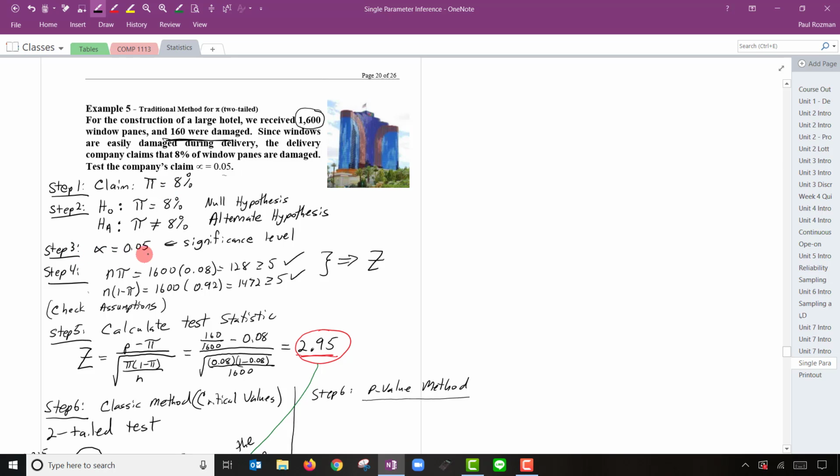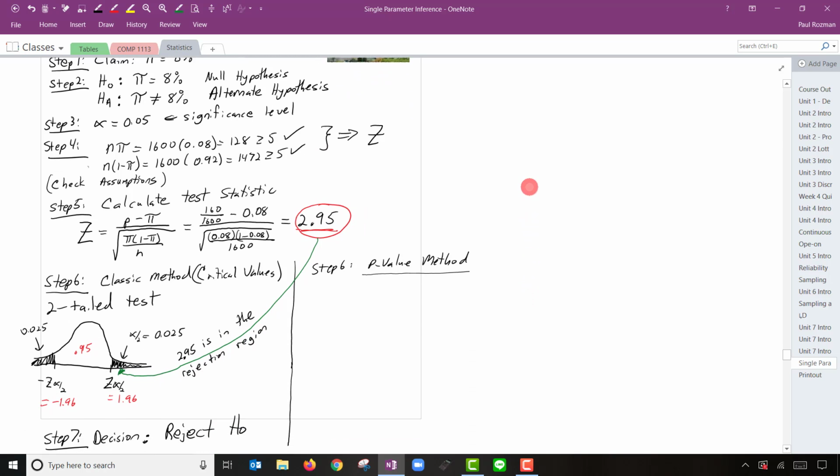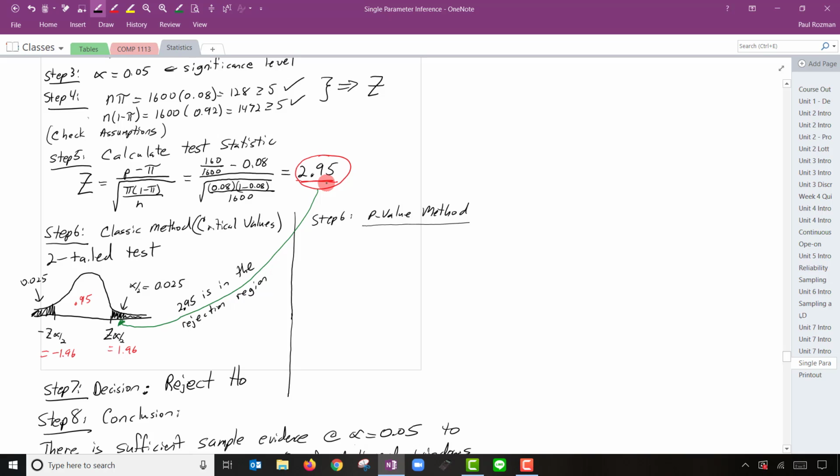Then we set up our significance level. Usually it's given. Usually it's 5% or 1%, sometimes 10%. Then we check to make sure that we can even do the problem. Then we calculate a test statistic. Then we want to evaluate our test statistic. One way is to compare it to critical values. If your test statistic falls in the rejection region, you reject the null hypothesis. If this number had fallen between negative 1.96 and positive 1.96, then it's not in the rejection region, and we would have failed to reject the null hypothesis.